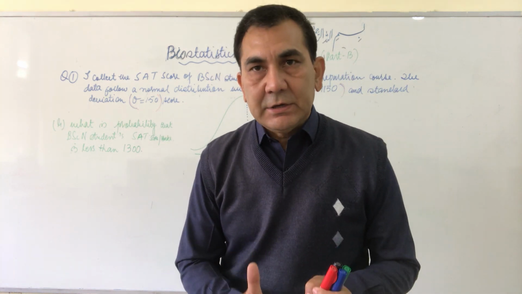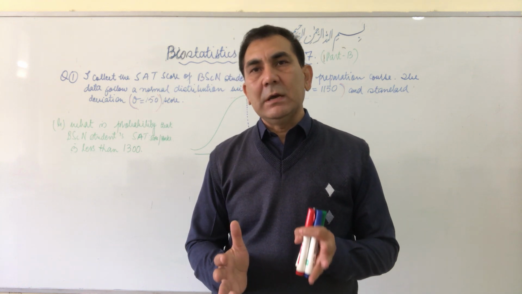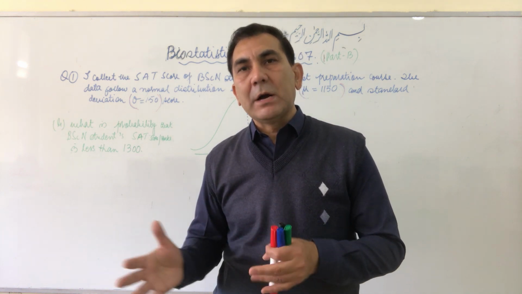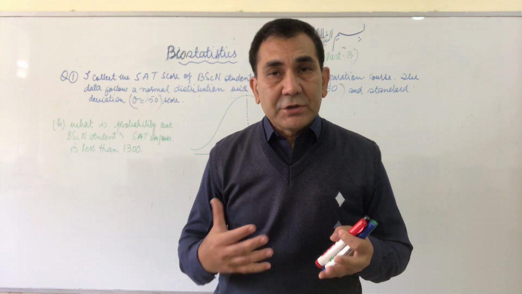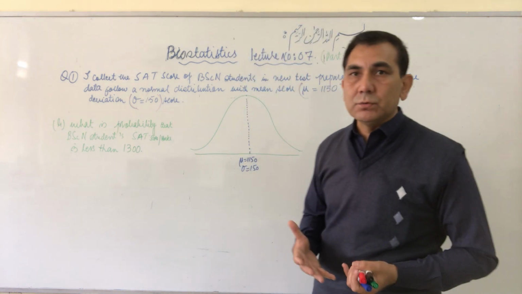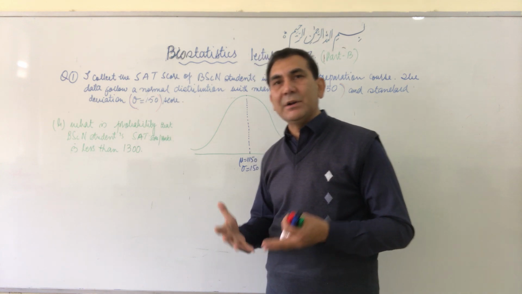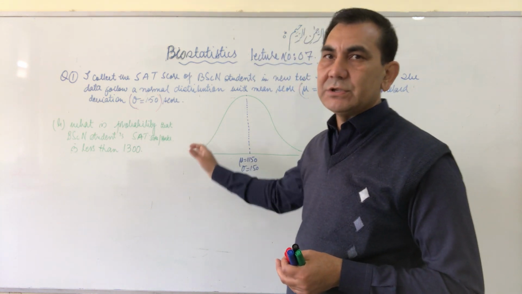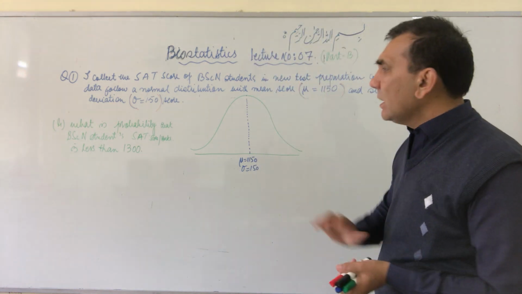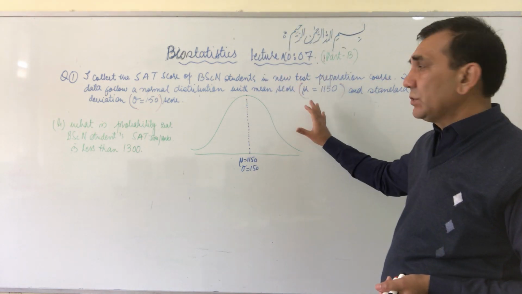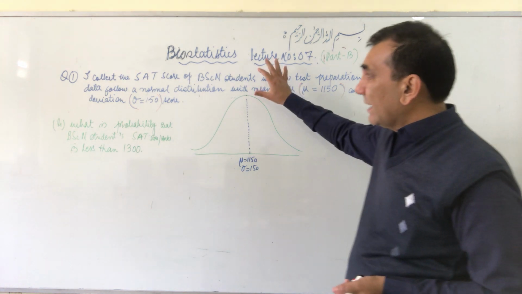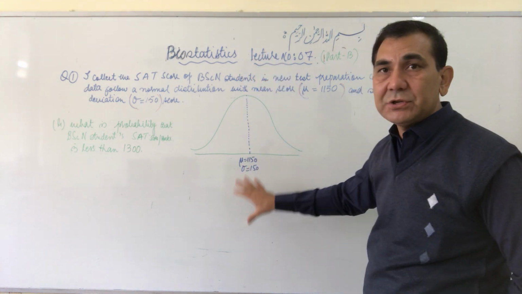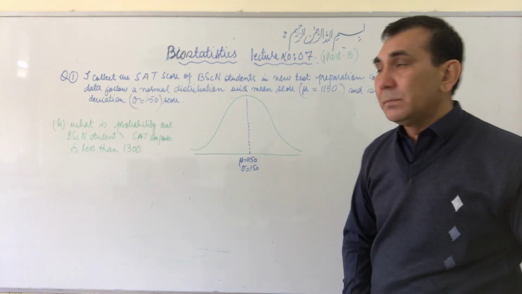Today is lecture number 7, where we will cover part B. In yesterday's lecture we learned how to measure the probability area under the normal curve by using the mean and standard deviation. In continuation of the same lecture, we will use the same example in today's session.